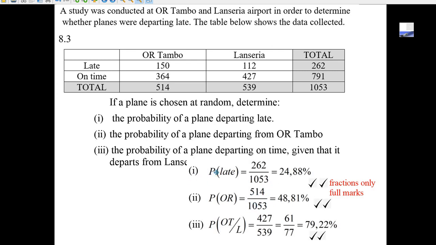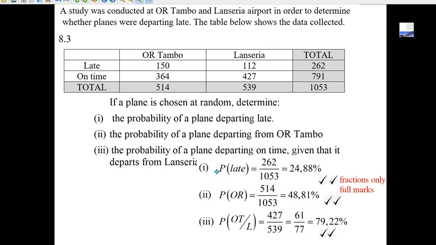The last probability is actually called conditional probability: the probability of a plane departing on time, given that it departs from Lanseria. Well, if it's going to depart from Lanseria, then that must be 539 there. And on time is 427. So there's your fraction. Hey, that wasn't too bad. I hope people did pretty well on that question. And that's the end of this exam.